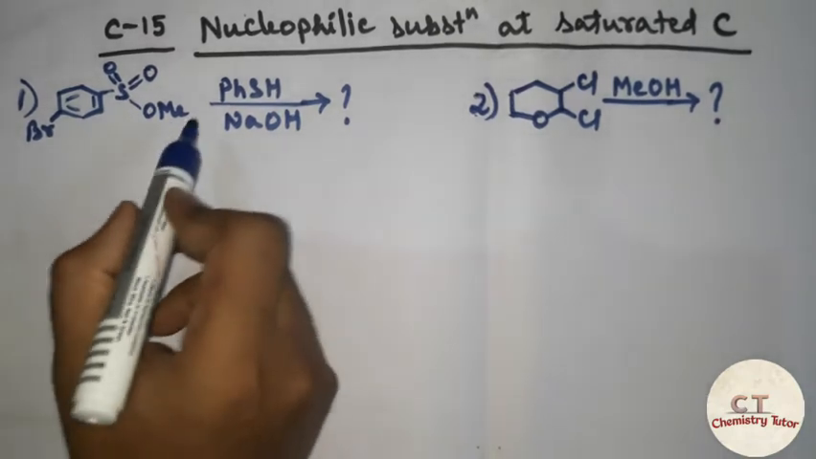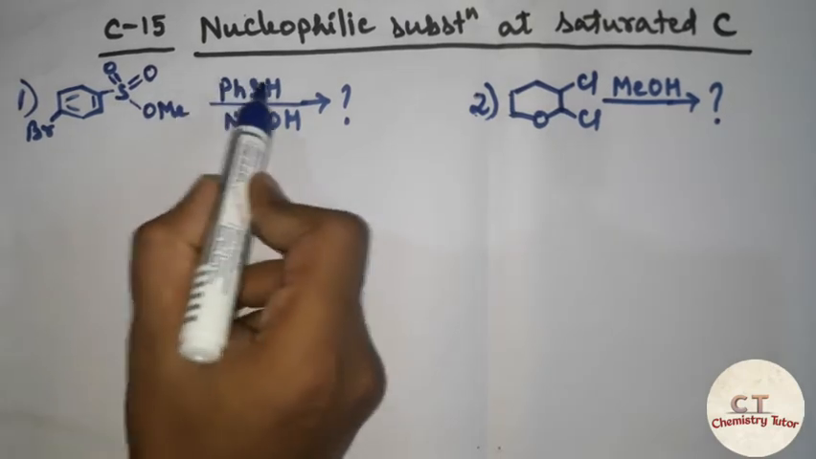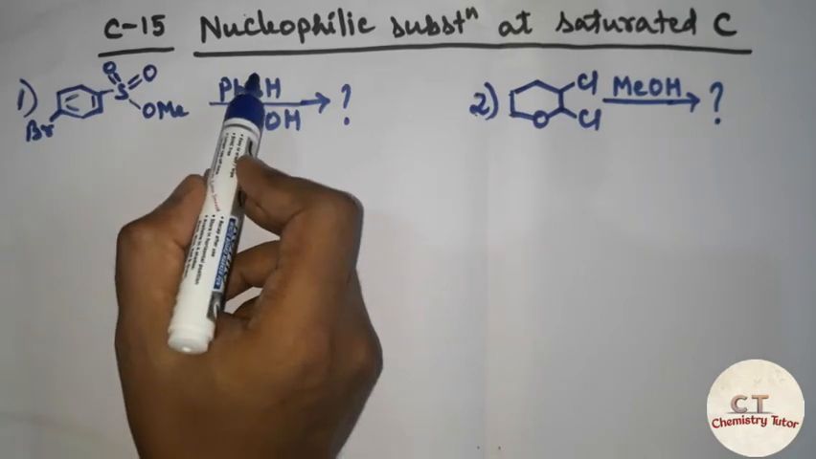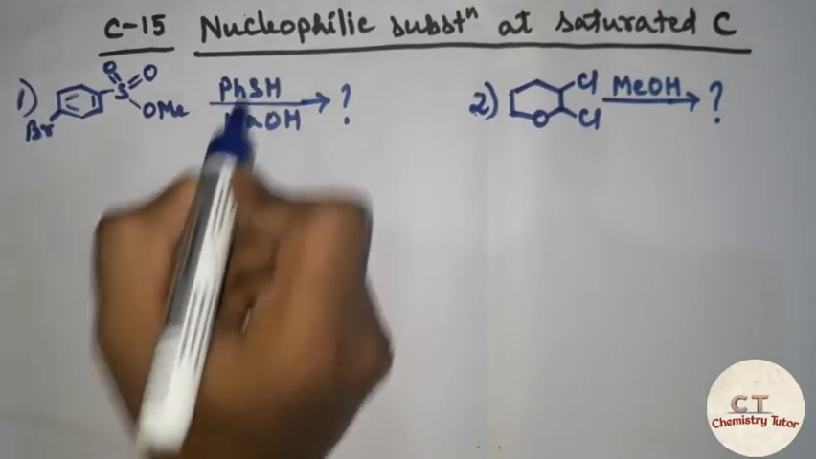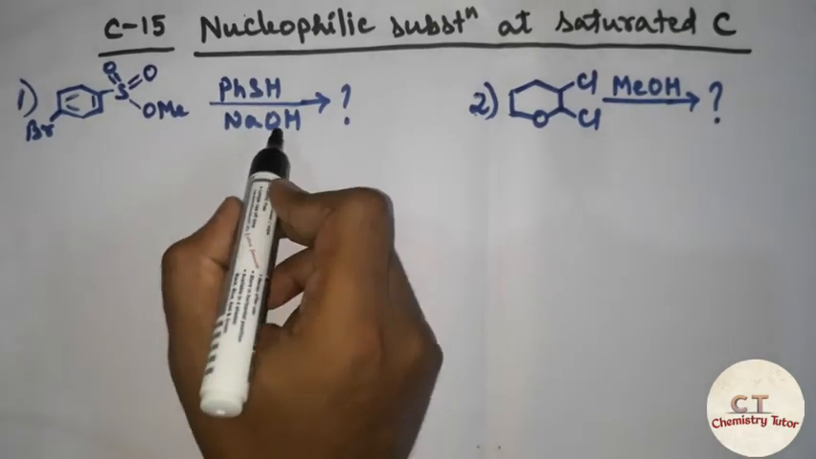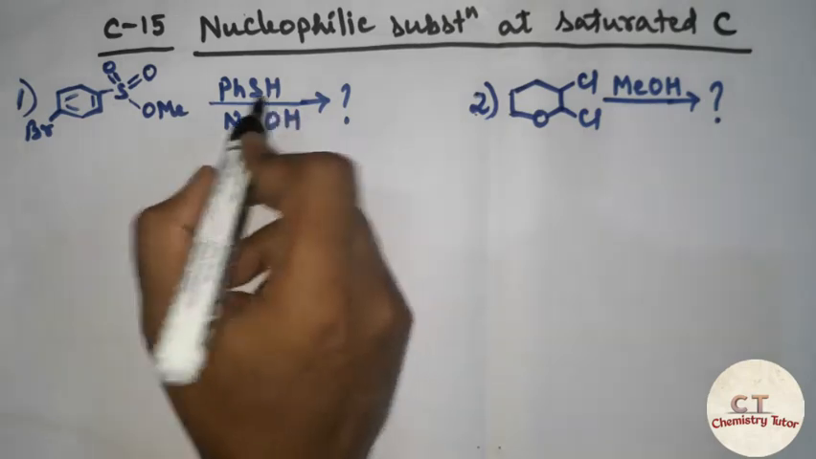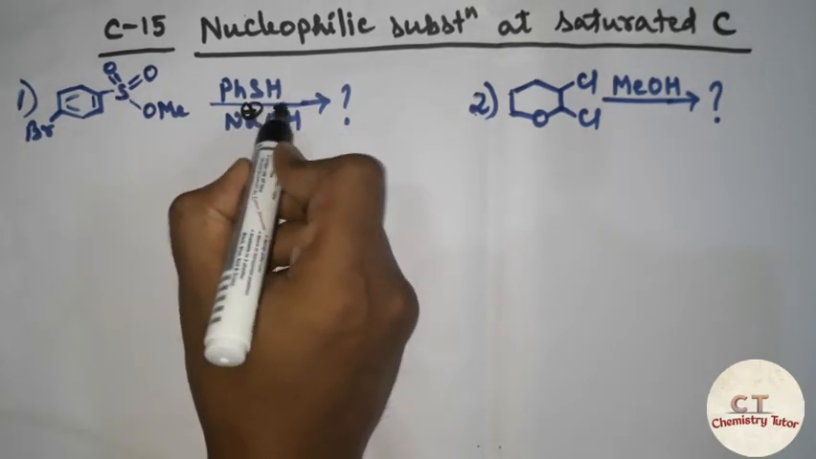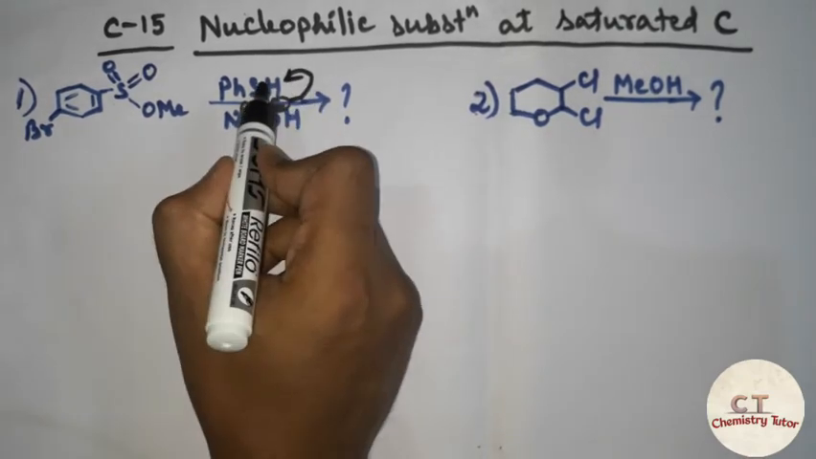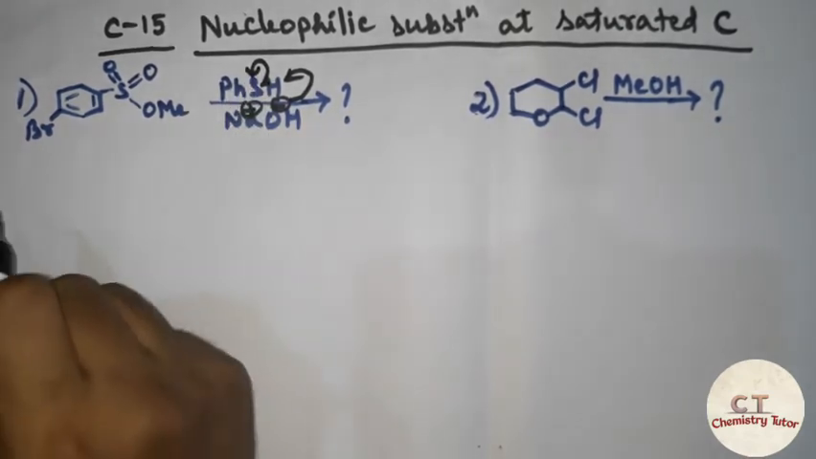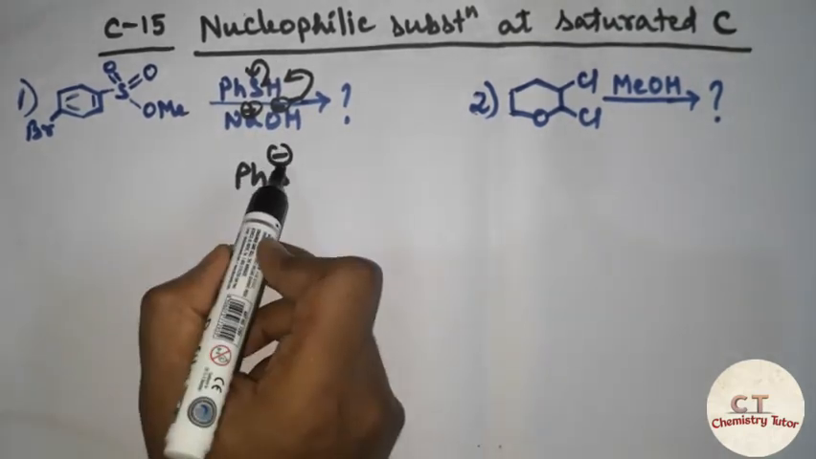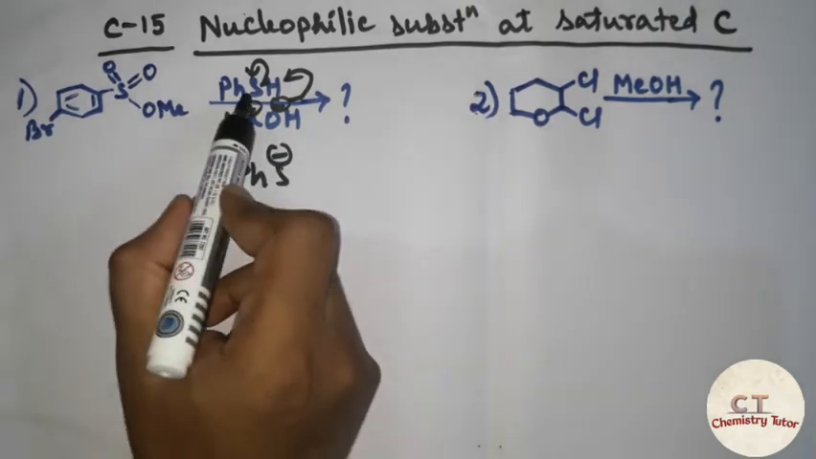So in the first one, the reaction is with thiophenol and a base, sodium hydroxide. We know thiophenol is a nucleophile, but it is not a very strong nucleophile. In the presence of a base, Na+ OH- sodium hydroxide, it is going to abstract this proton and a negative charge will be generated on the sulfur atom. Then it forms PhS-. Now it becomes a very good nucleophile as compared to the previous one.